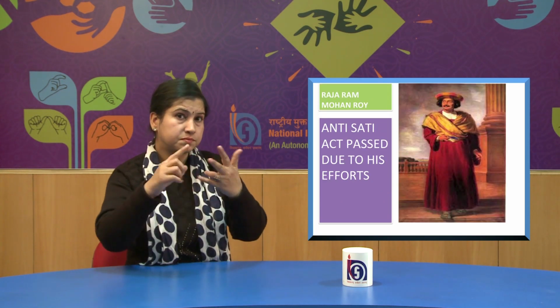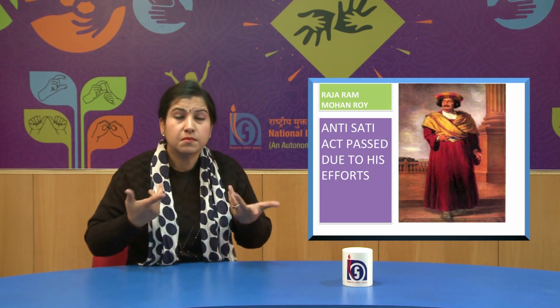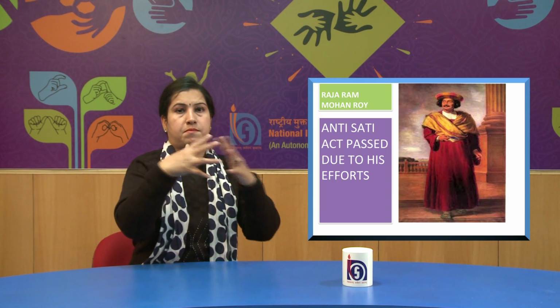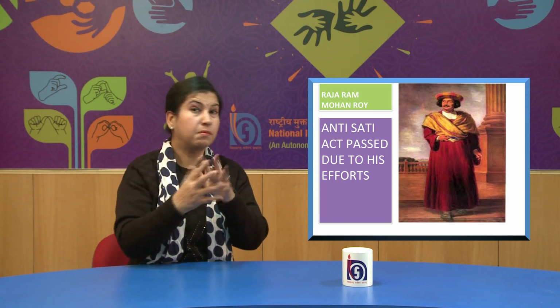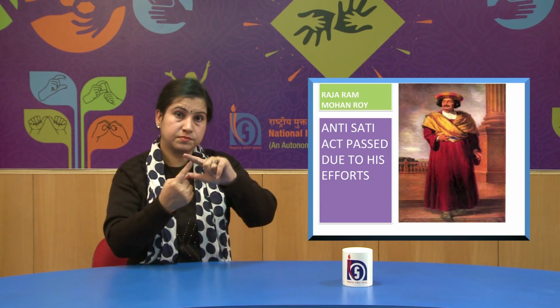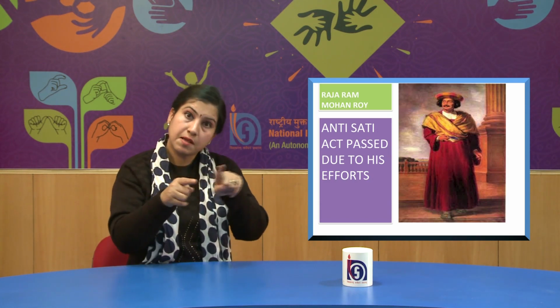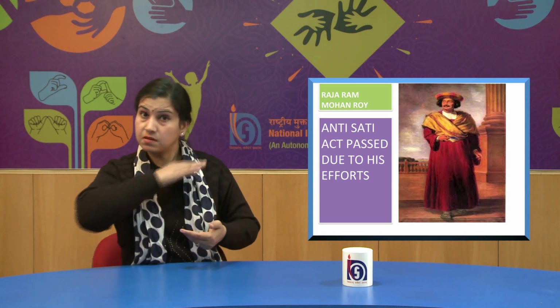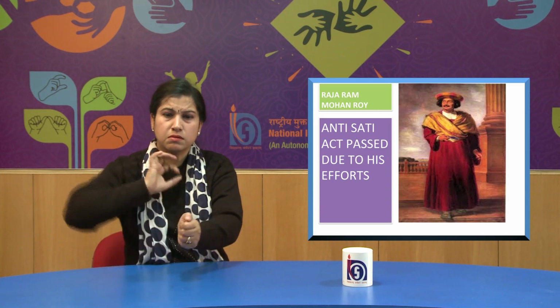While due to the efforts of Raja Ram Mohan Roy, the Anti Sati Act was passed in the year 1829. This act prohibited the burning of Hindu women with their dead husband.